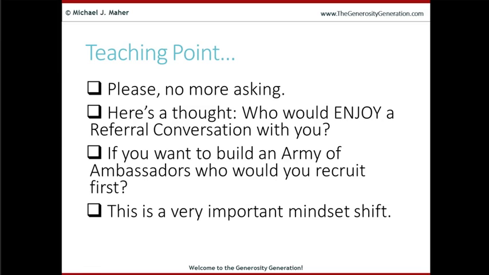I want you to know something. This Mythbuster is an extremely important mindset shift because all of a sudden the quality over quantity makes sense, because there are people in your database who don't want to talk to you about referrals. And the answer is you don't want to talk to them about referrals either. But there are people who want to have more referral conversations, and we teach dozens of ways to do that in Boost.